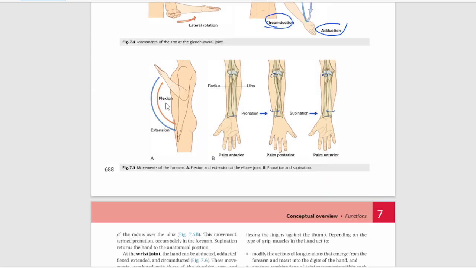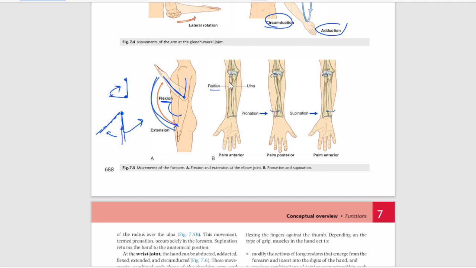Now this is flexion at the elbow joint. If you move the hand along this side around the elbow joint, this is called flexion. If you move the complete hand up from the glenohumeral joint around the elbow joint, this is also flexion: flexion of the elbow joint. But if you move the complete hand to the back, this is called extension of the elbow joint.